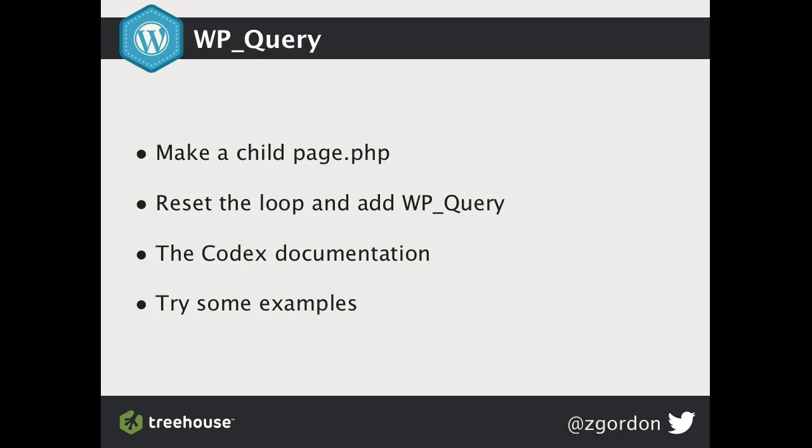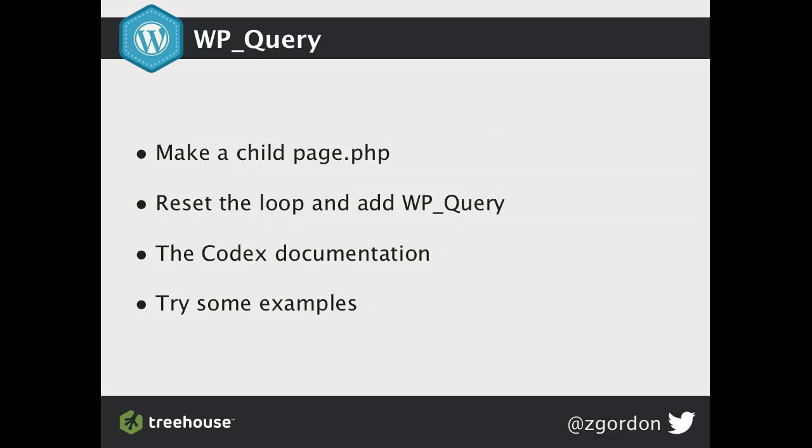So what we should see now is the name of the page and the basic content on the page. And we also know that we have a custom template set up that we can begin customizing to test out our WP Query functions. So now we have our child page set up.